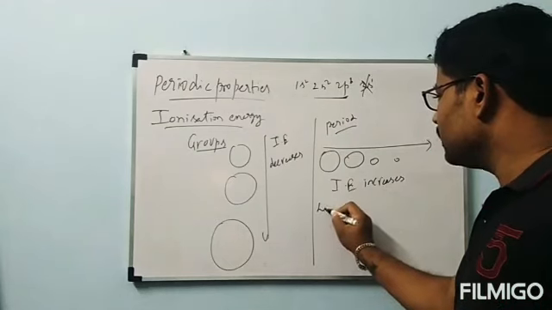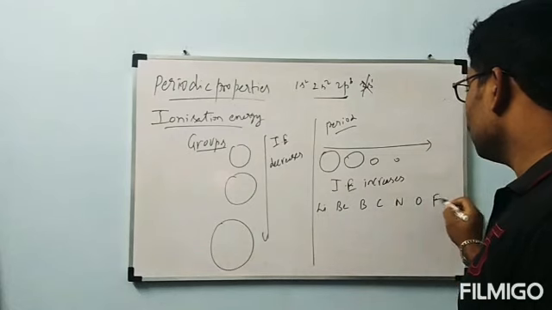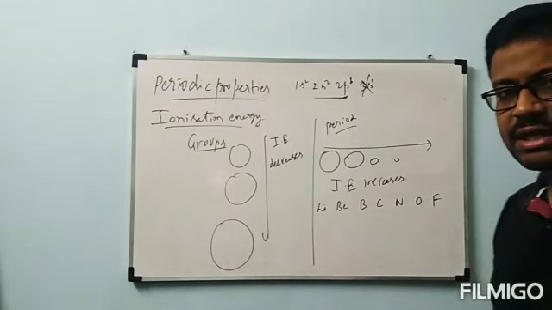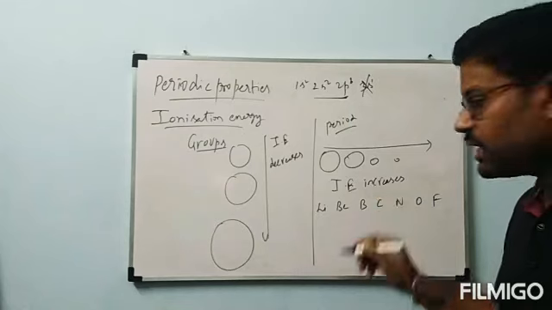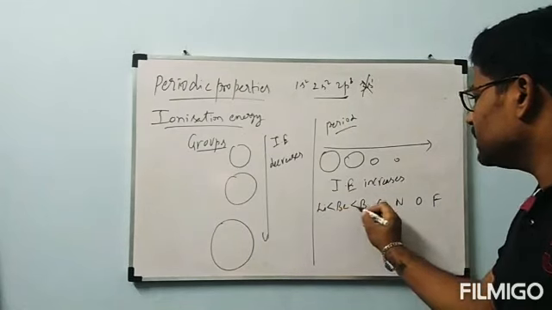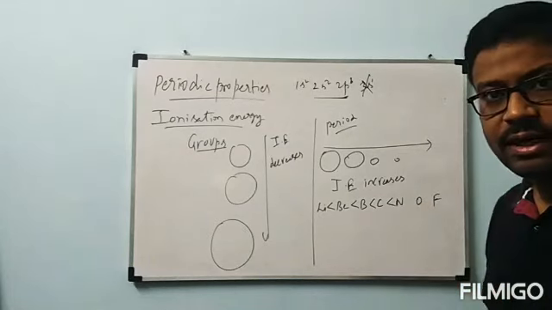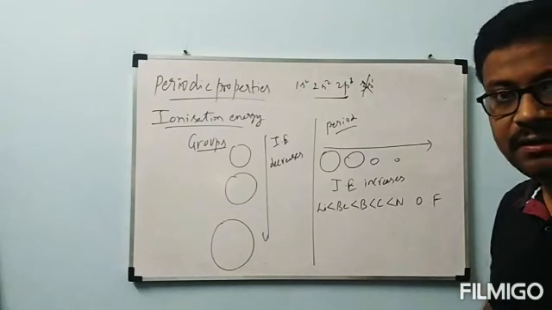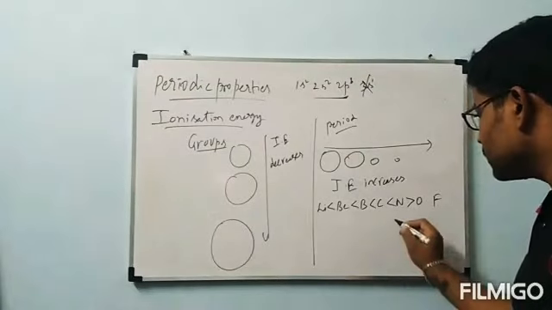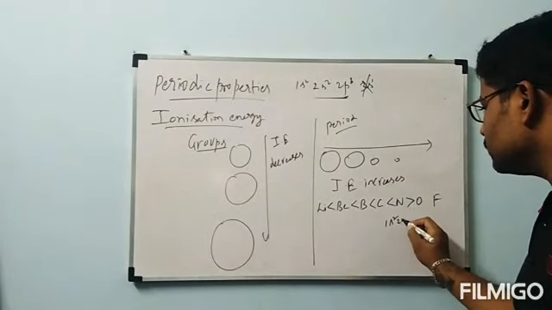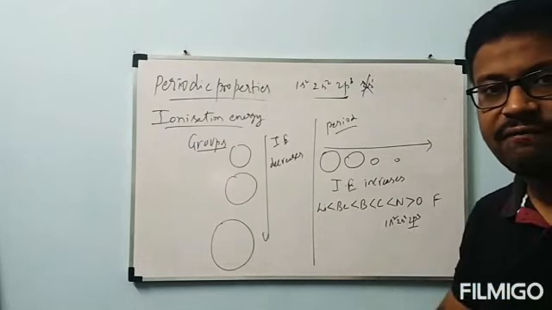Let us consider the first period: lithium, beryllium, boron, carbon, nitrogen, oxygen, fluorine. Up to fluorine only I am considering, because these are the reactive elements. According to the increase in ionization energy, the order should be lithium less than beryllium, beryllium less than boron, boron less than carbon, carbon less than nitrogen. Nitrogen should be less than oxygen, but nitrogen shows greater ionization enthalpy compared to oxygen, because the electronic configuration of nitrogen is 1s2, 2s2, 2p3, in which the outermost 2p is half-filled.